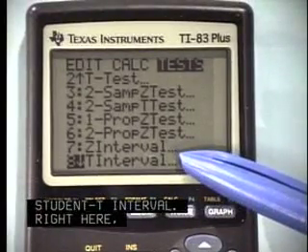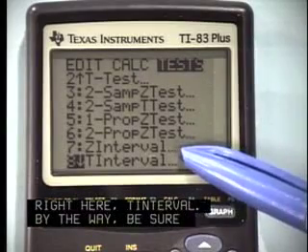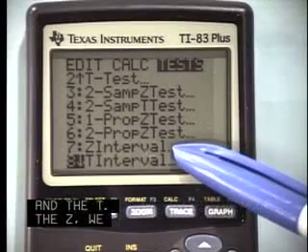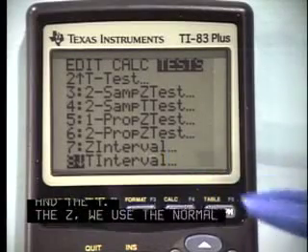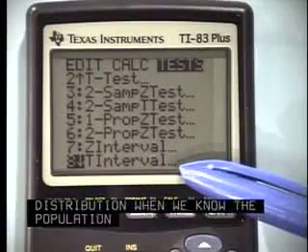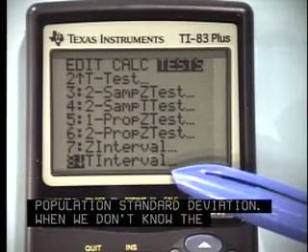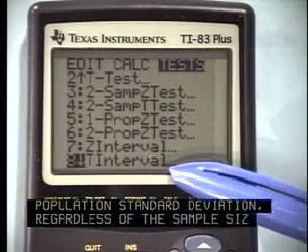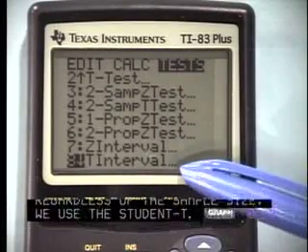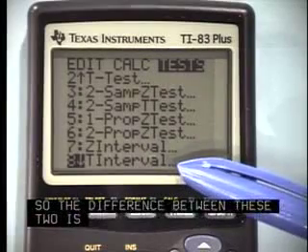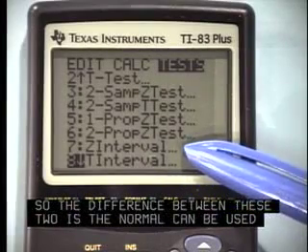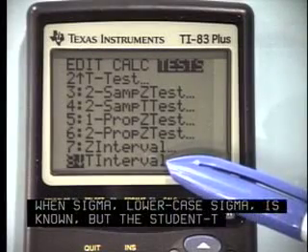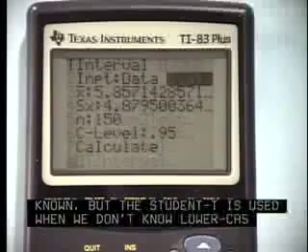By the way, be sure you read the difference between the z interval and the t. The z, we use the normal distribution when we know the population standard deviation. When we don't know the population standard deviation, regardless of the sample size, we use the student t. So the difference between these two is the normal can be used when sigma, lowercase sigma, is known, but the student t is used when we don't know lowercase sigma. And so we're going to do the student t interval.